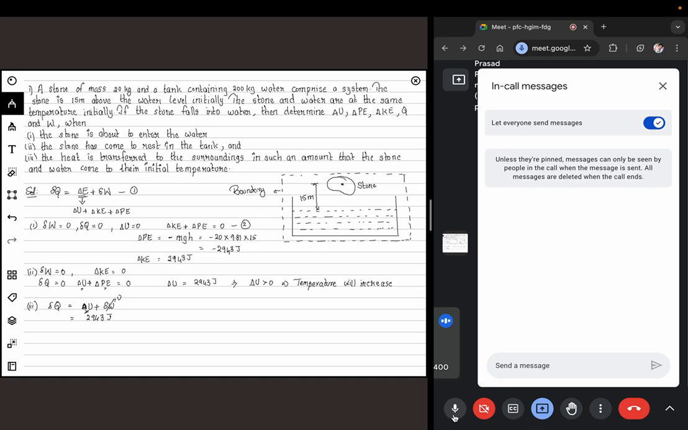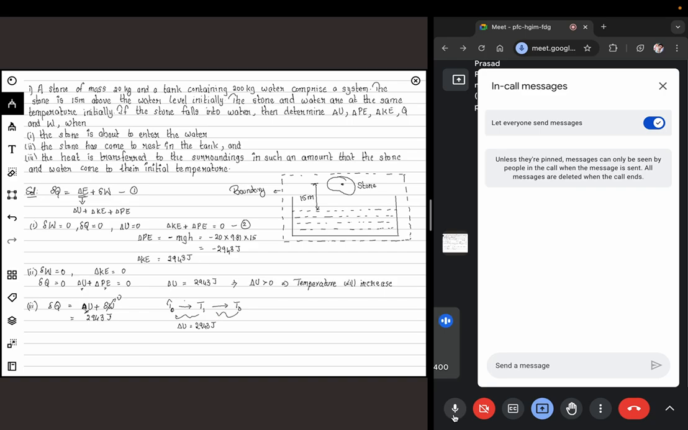Now we are saying that heat is transferred to the surroundings in such an amount that the stone and water came to the same initial temperature. So initially you are at temperature T0. After the stone falls, you went to some temperature T1. So from T0 to T1, and then finally you are coming back to the same temperature T0. From this to this, we know delta U, which we calculated in part 2, is 2943 joules. Now we are saying the heat is transferred to the surroundings in such an amount that the stone and water come to their initial temperature.